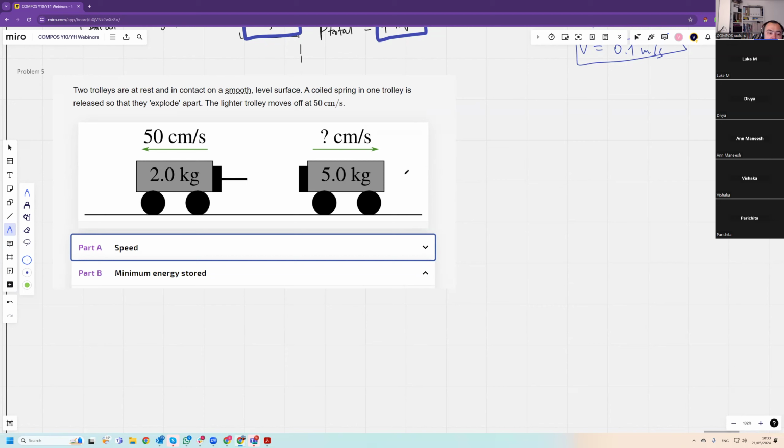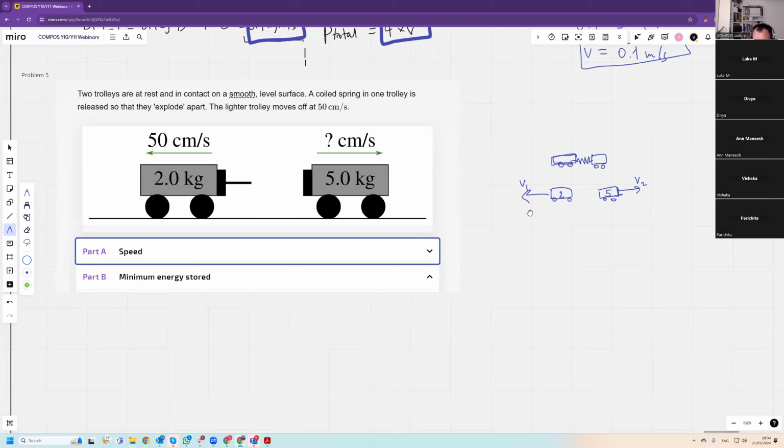Okay, so we have two trolleys. Effectively what we have is a loaded spring between them. Once the spring is released, they start moving in opposite directions. So this moves and this moves. This is 2 kilograms, this is 5 kilograms. Let's say this moves with velocity v1 and this moves with velocity v2.